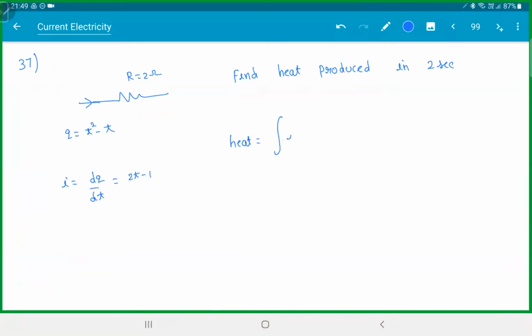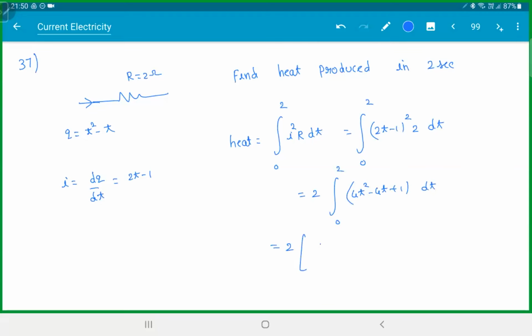The heat produced will be I square R dt from 0 to 2 seconds. This guy will be 2t minus 1 whole square, R is 2, into dt, 0 to 2. Bring the 2 outside and expand this bracket. 4t square minus 4t plus 1 into dt. This would be 2 times 4t cubed by 3 minus 4t square by 2 plus t. Limits will go from 0 to 2.